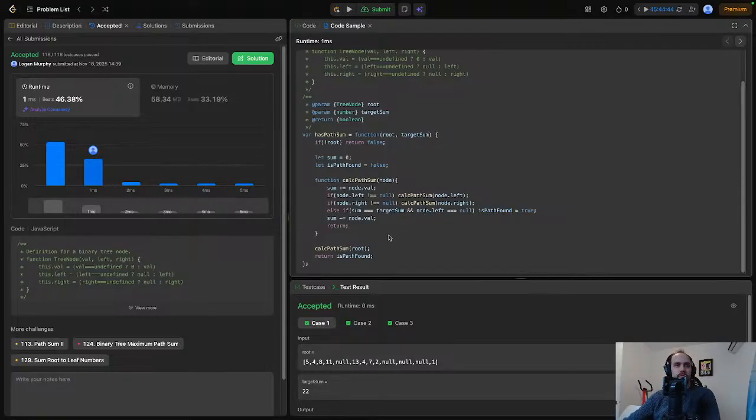So just a little bit of overhead with using a global variable, probably two global variables, and having to add the sum and subtract the sum.